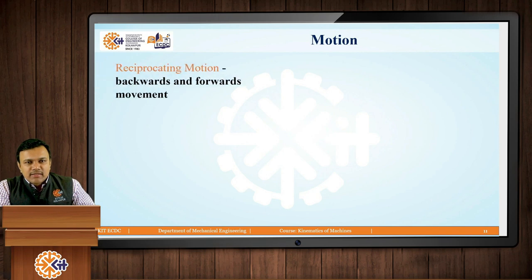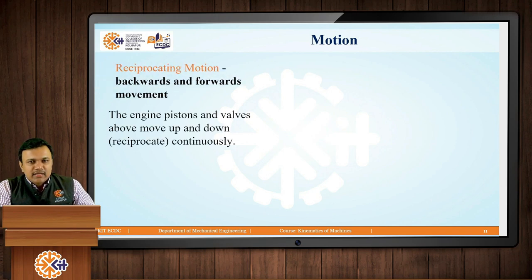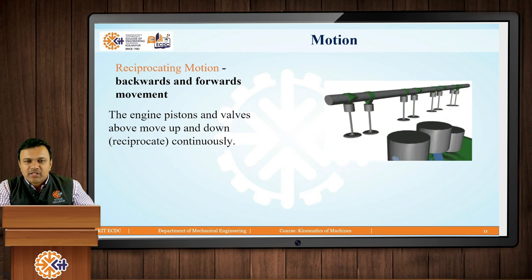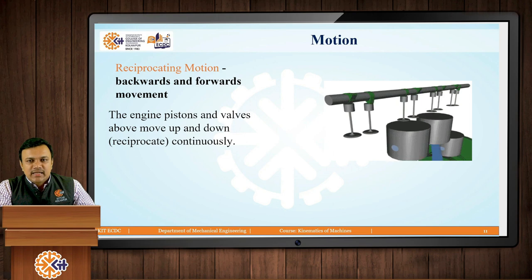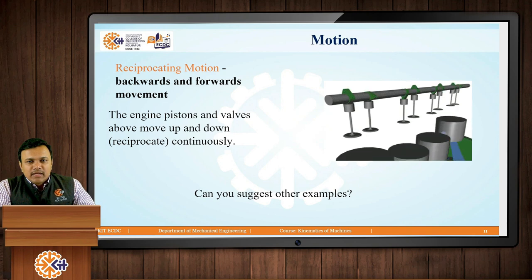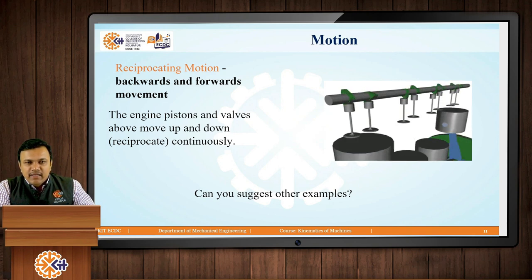The next type of motion is reciprocating motion, in which backward and forward movement happens. The engine piston and valves move up and down continuously to have reciprocating motion. You can see here the piston is moving up and down inside a cylinder, and the valves are moving up and down. So this is an example of reciprocating motion. Can you suggest some other examples wherein you have reciprocating motion? You can pause the video and reflect on it.